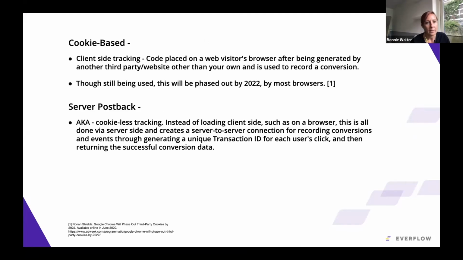Starting with cookie-based, I'm not going to talk too much about this because Pete covered it a little in the beginning, but it is client-side tracking where code is placed on a web visitor's browser after being generated by another party's website other than your own, and it's used to record a conversion. Again, this is still being used, but it is being phased out by 2022, specifically by Chrome, which is the browser most people use. Also, if people have ad blockers in their browsers, then they won't be able to use cookie-based tracking.